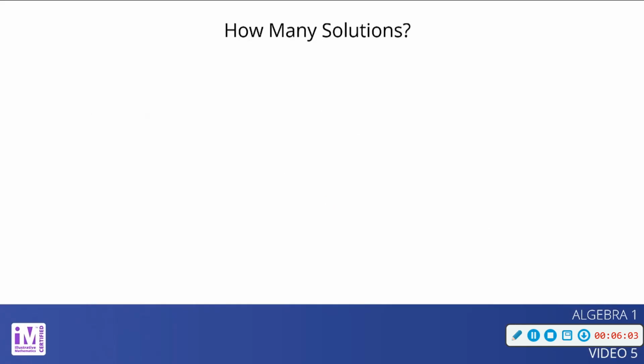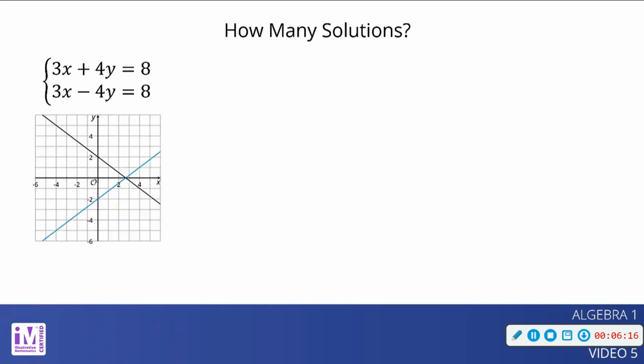We've seen several examples of a system where one pair of values satisfies both equations, but some systems have many solutions and others have no solutions. Let's look at 3 systems of equations and their graphs. The graphs of the equations in this system intersect at one point. The coordinates of the point are the one pair of values that are simultaneously true for both equations. When we solve the equations, we get exactly one solution.